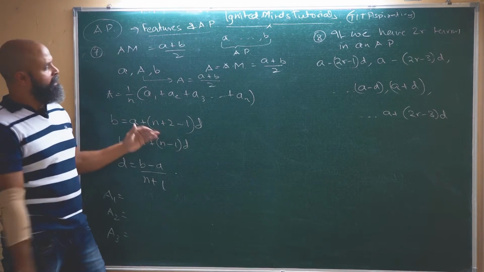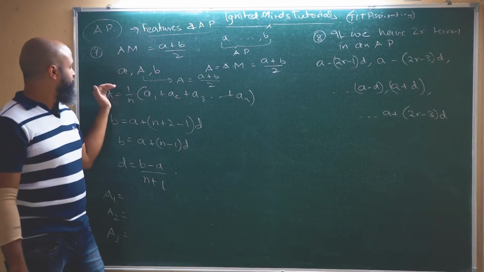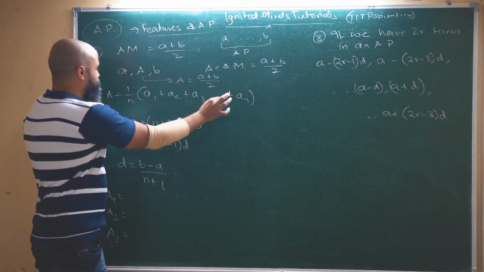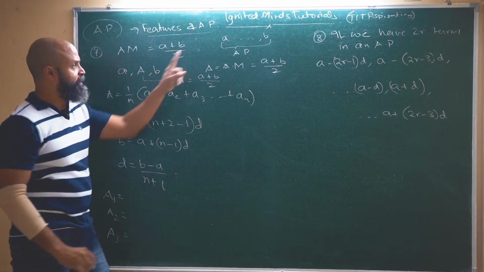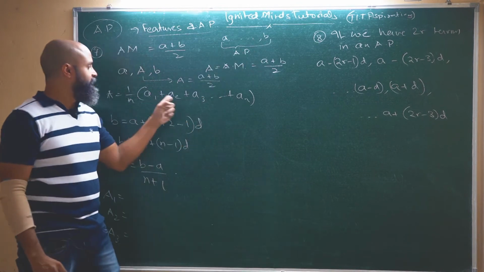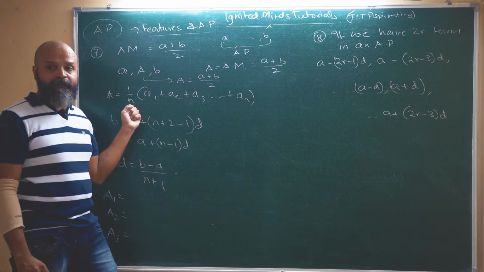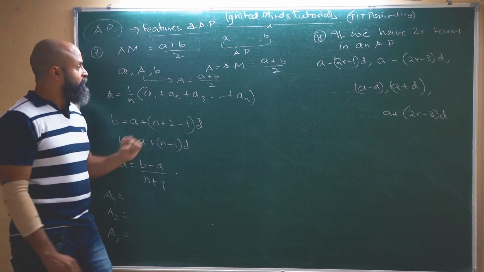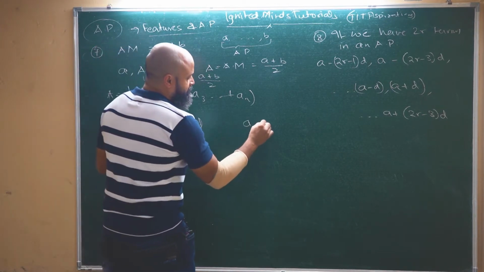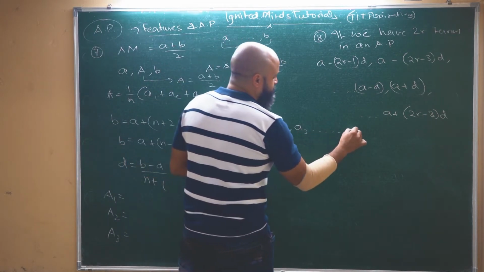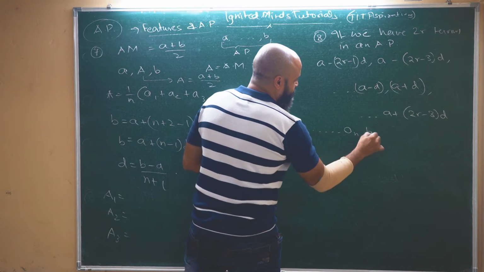So if we have multiple terms between A and B, how do we calculate this? We add all those terms and divide them by the number of terms. For example, from A to B, if we have n terms, we add all those n terms and divide by n. So we have A, then A1, A2, A3 and so on, up to An, and then we have B.